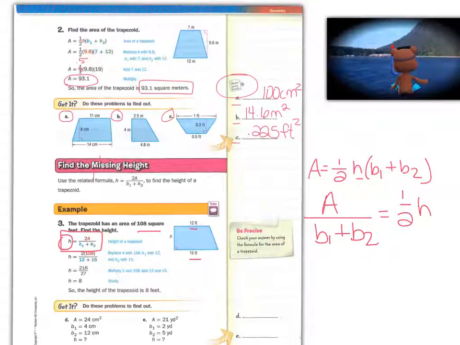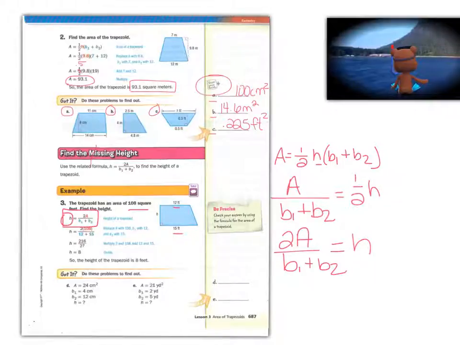So, we still want to get height alone. In order to get height alone, what you have to do is multiply by the reciprocal of 1/2. I know this sounds really tricky, but I just want to explain to you what's happening. You multiply both sides of that equation by 2 over 1, because 2 over 1 is the reciprocal of 1/2. Okay, so then we are left with 2A over b1 plus b2 equals the height.